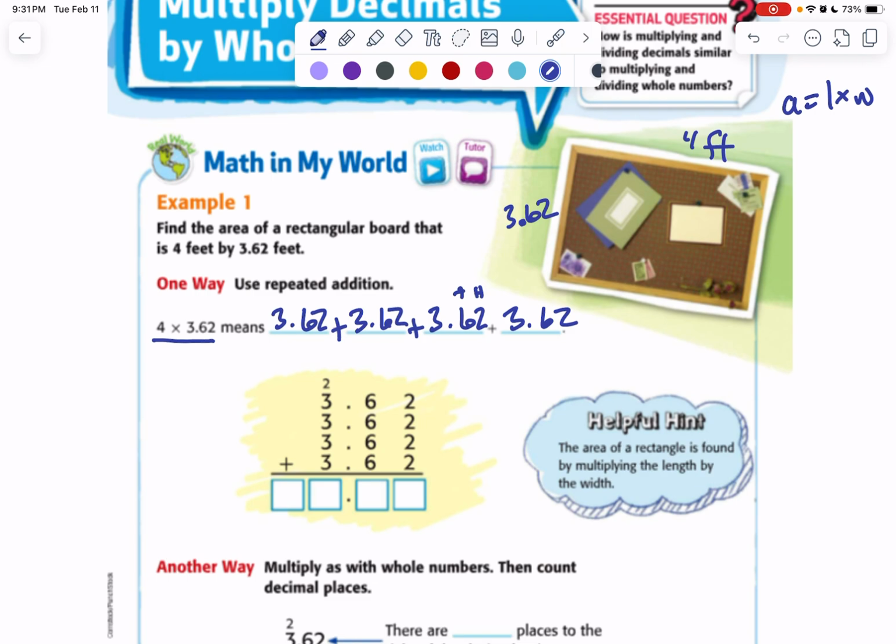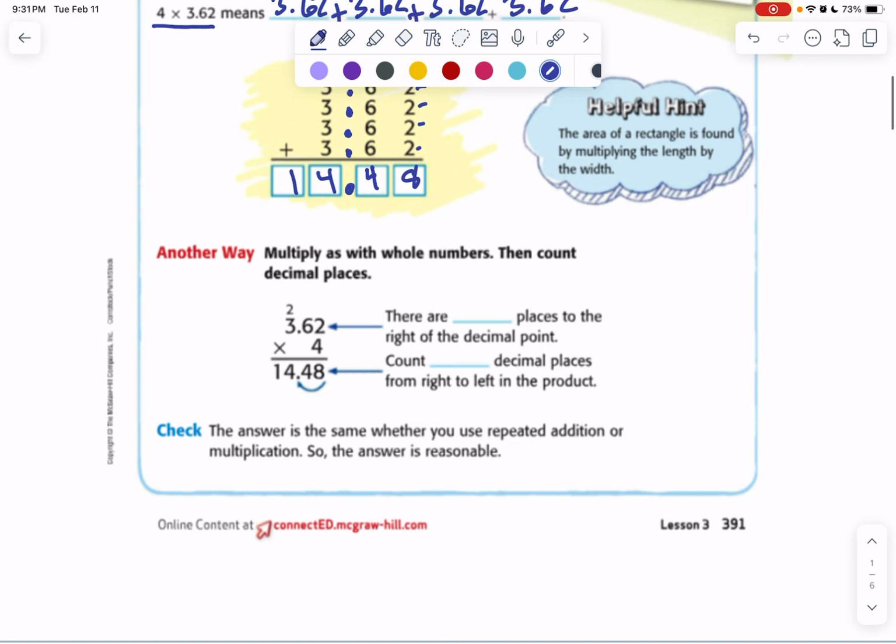All right. When we are adding decimals, it's the same as adding any other number. We just make sure we line up the decimals so that our place values will be lined up. So 2, 4, 6, 8. 4 times 6 is 24. 4 times 3 is 12 plus the 2, that's 14. So 4 times 3 and 62 hundredths is 14 and 48 hundredths. See the decimal right here? I just bring it straight down.